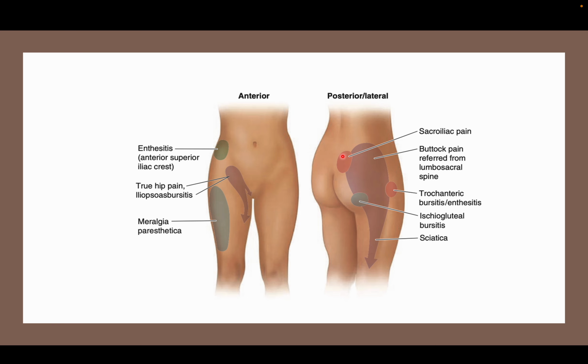This is sacroiliac pain, which is seen in the case of spondyloarthritis, radiating to the buttock, referred to the buttock. Alternating buttock pain is classically seen in the case of ankylosing spondylitis. This is the case of sacroiliac pain.